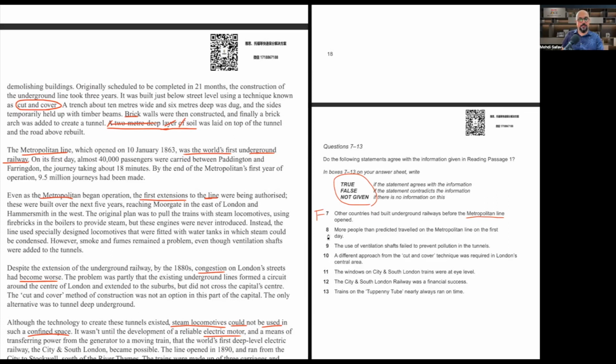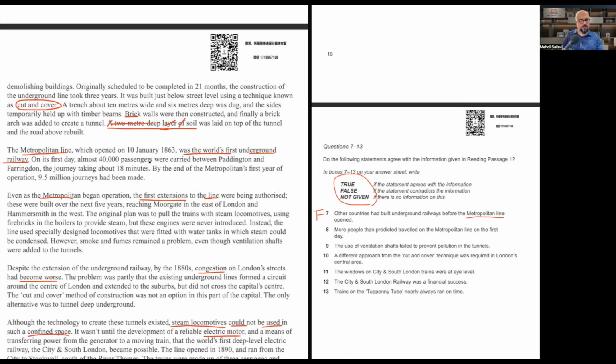Yeah. So 8. Well, we answer number 8 if there's something to look for. If it's a tough one, we can jump to 9, because after doing 9, 8 will have to be between 7 and 9. Okay, so if you cannot find 8, don't panic. Simply skip it and go to 9 and come back to it later. Let's try this number 8. More people than predicted traveled on the Metropolitan line on the first day. On the first day. Where's the first day? Or travel, the number of people.